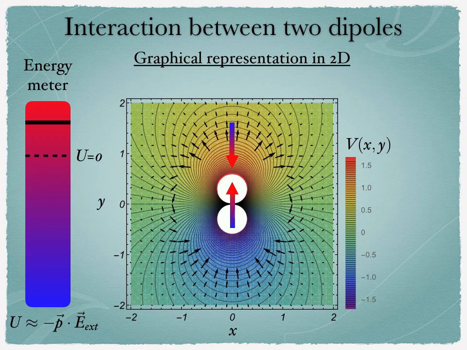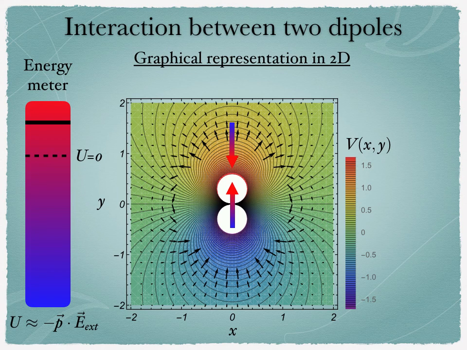Now, in this field generated by the central dipole, I put another dipole, okay, that is now facing downward in this picture. And as you see, on the left-hand side, I actually give you the potential energy of the whole system. So the thick black bar will tell you the energy of the dipole, and you will see it moving as I change the configurations.